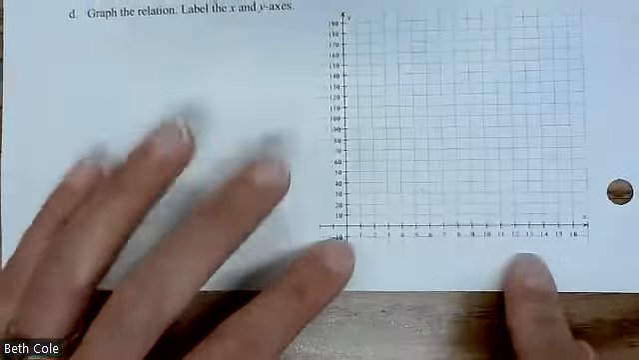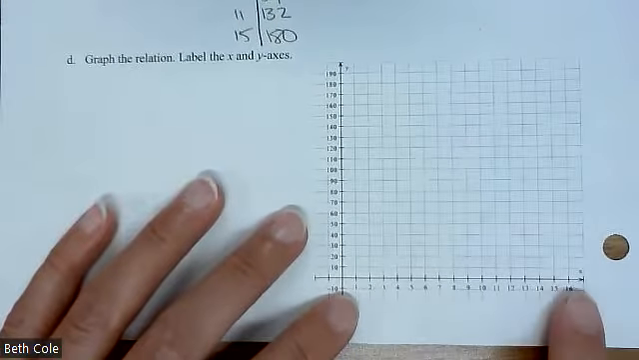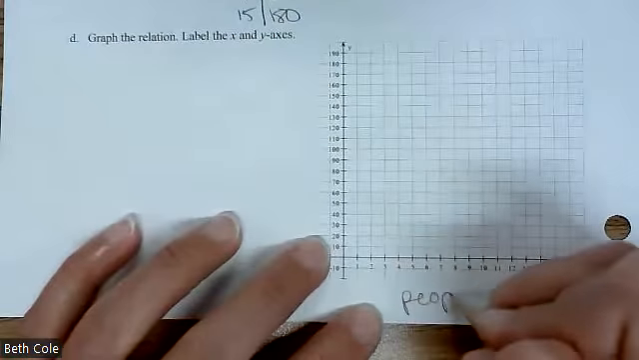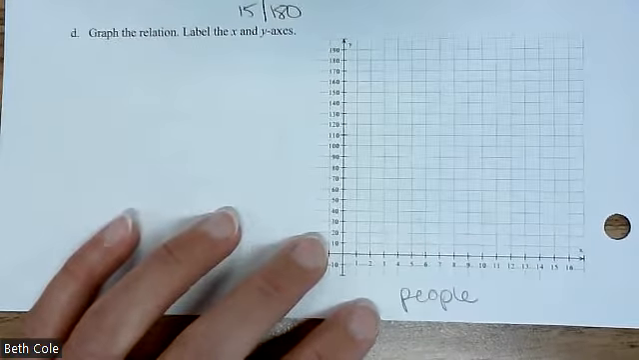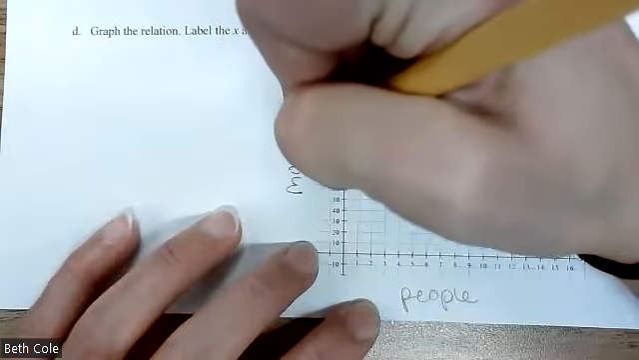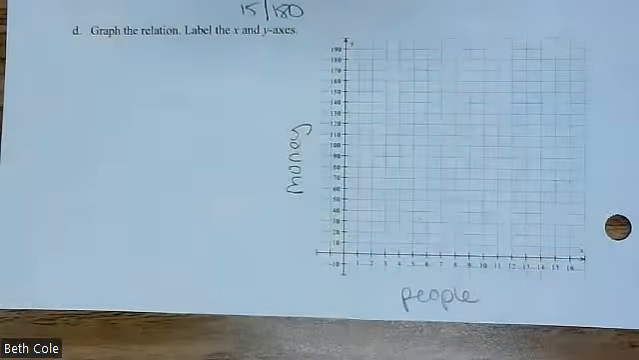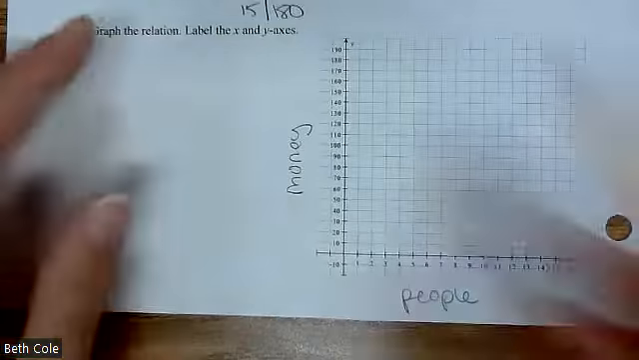All right, and then graph the relation. We're going to label the X and Y axes. So what's going to go down here? What was our independent variable? Look back. What was independent? People. And money depends on people. How much you spend depends on how many people go. So this side would be money. Dollars, cash money.